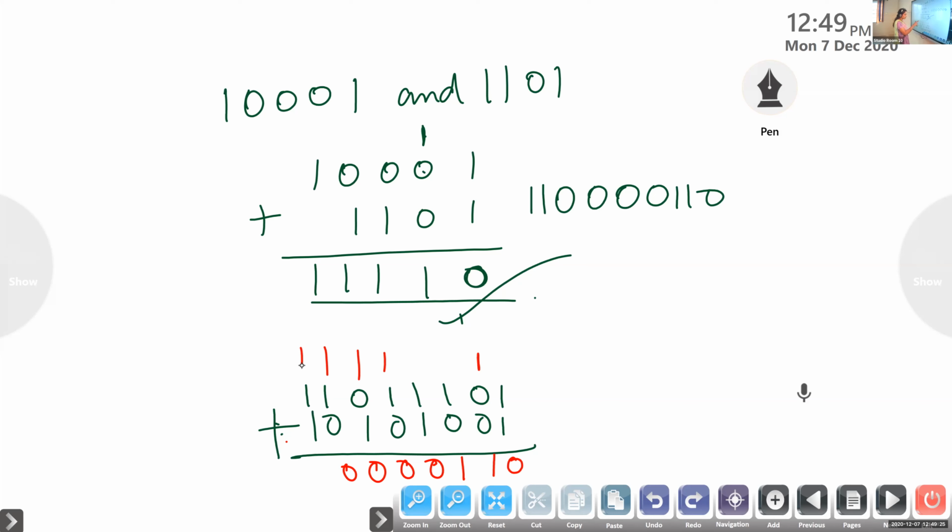Now, how will you do this, children? 1, 1, 1. What is 1 plus 1? 2. 2 plus 1. Or 1 plus 1, what is it? 0. What do you learn? Or what you can do, you add these 3. 1 plus 1 is 2. 2 plus 1 is 3. 3, when you convert this to decimal, what will you get?